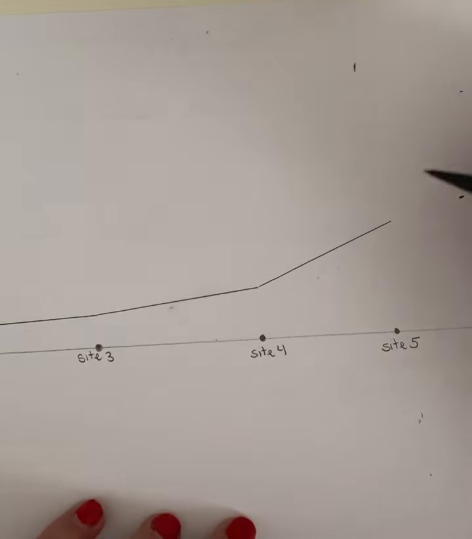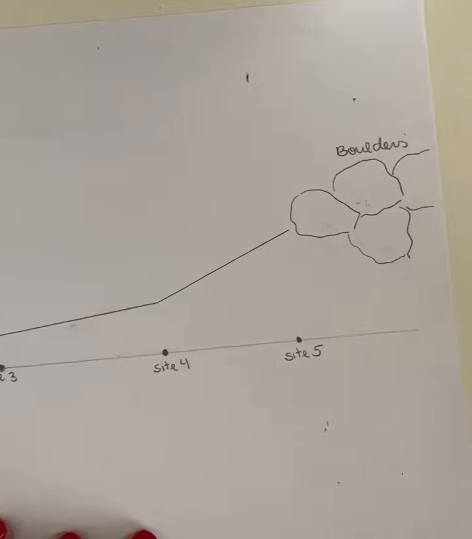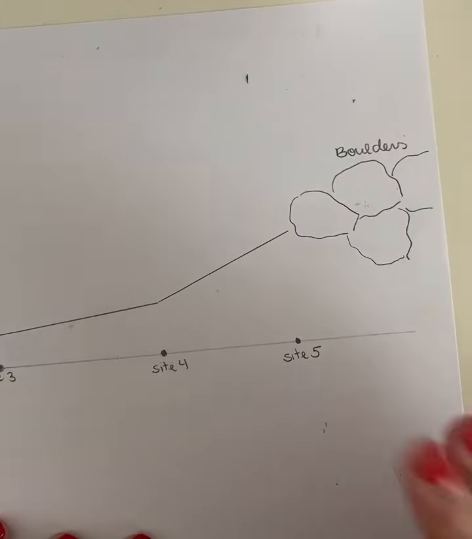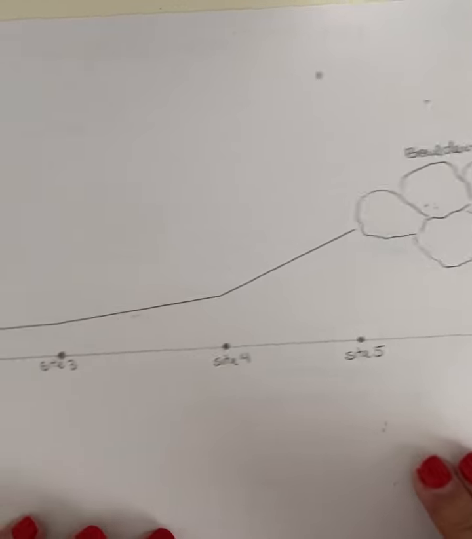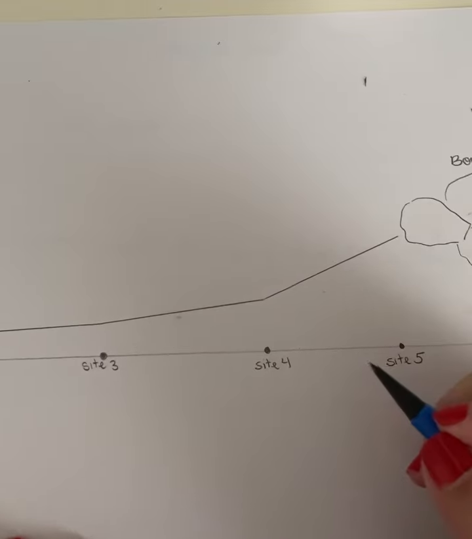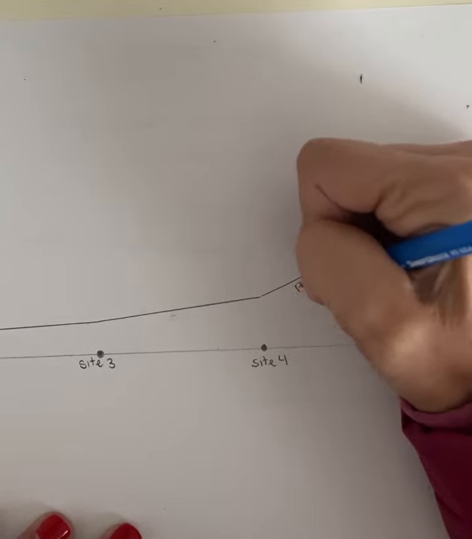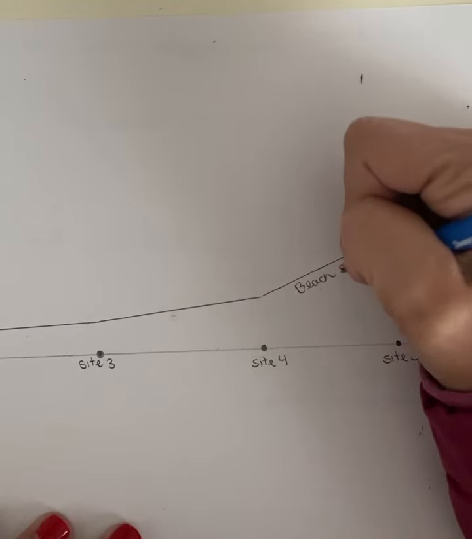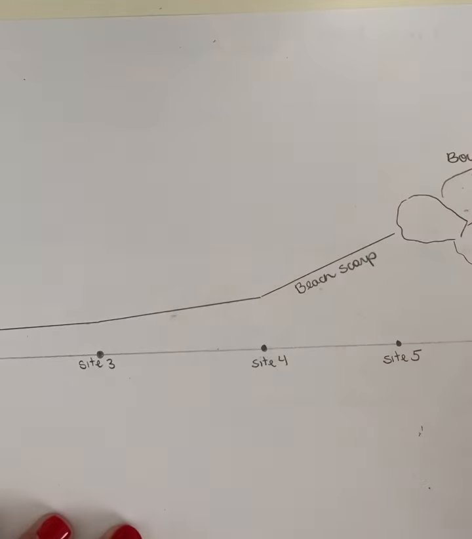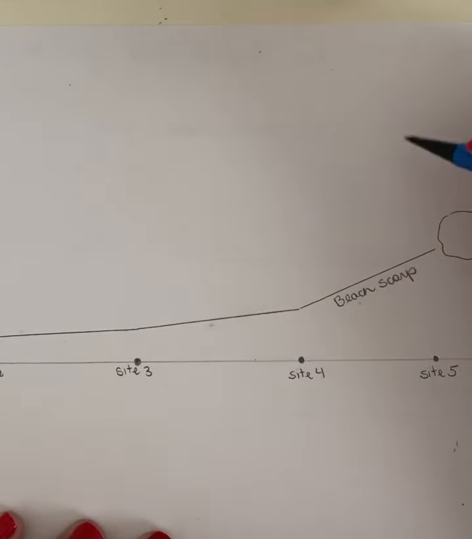And then you can add some features. You know that at the edge you had the boulders at the edge of the beach, to prevent the erosion of that boardwalk and the cliffs behind it. This inclination here is your beach scarp. The berm would be in this area here.